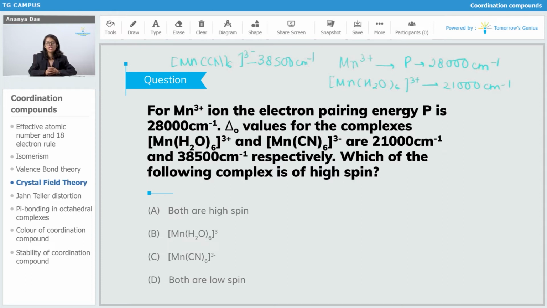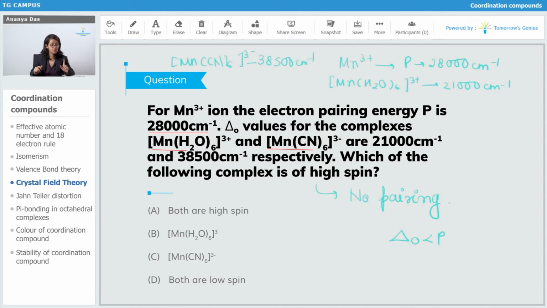Now if you remember, high spin complexes were those complexes in which pairing does not occur. So high spin means no pairing. And when will pairing not occur? Pairing is not going to occur if the value of delo is less than P. So P is 28,000 centimeter inverse for Mn3+. In both of these complexes, the manganese is in a +3 form. You can calculate the oxidation state and see that both are in +3 form, so we can compare both complexes with the same pairing energy.